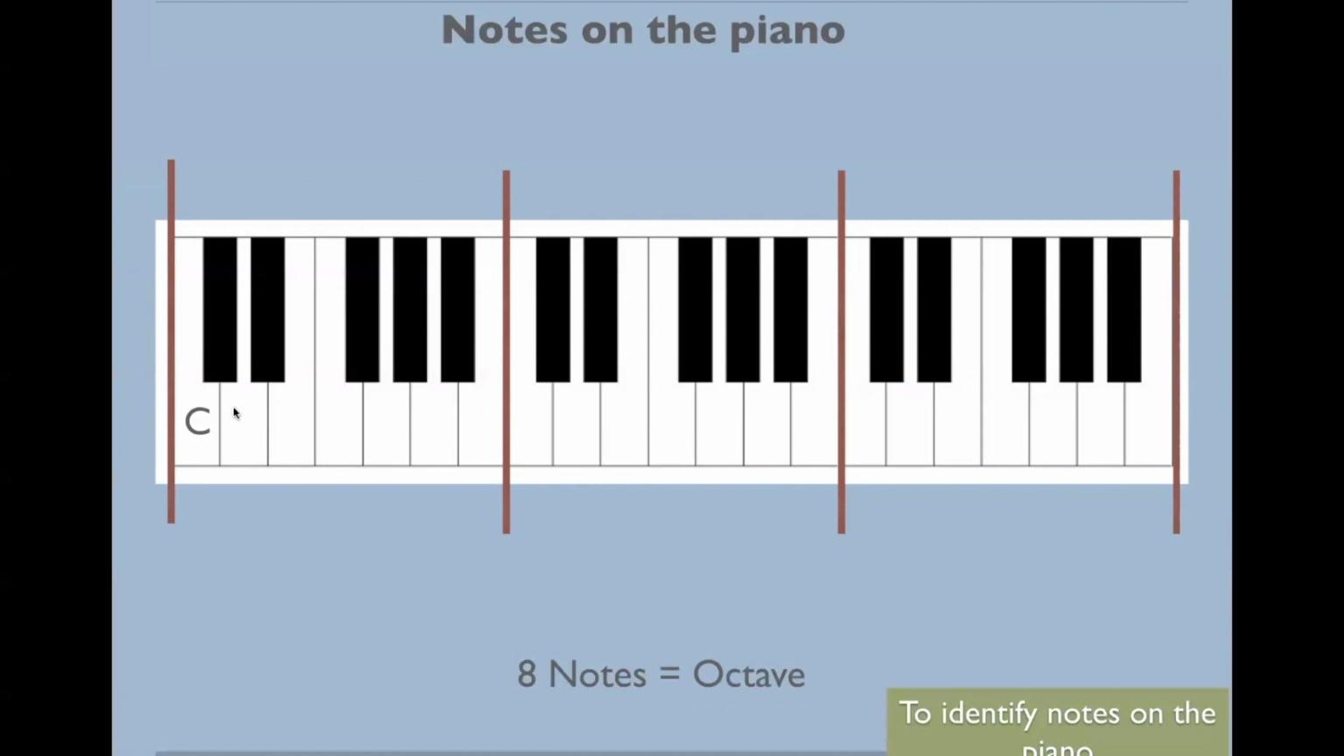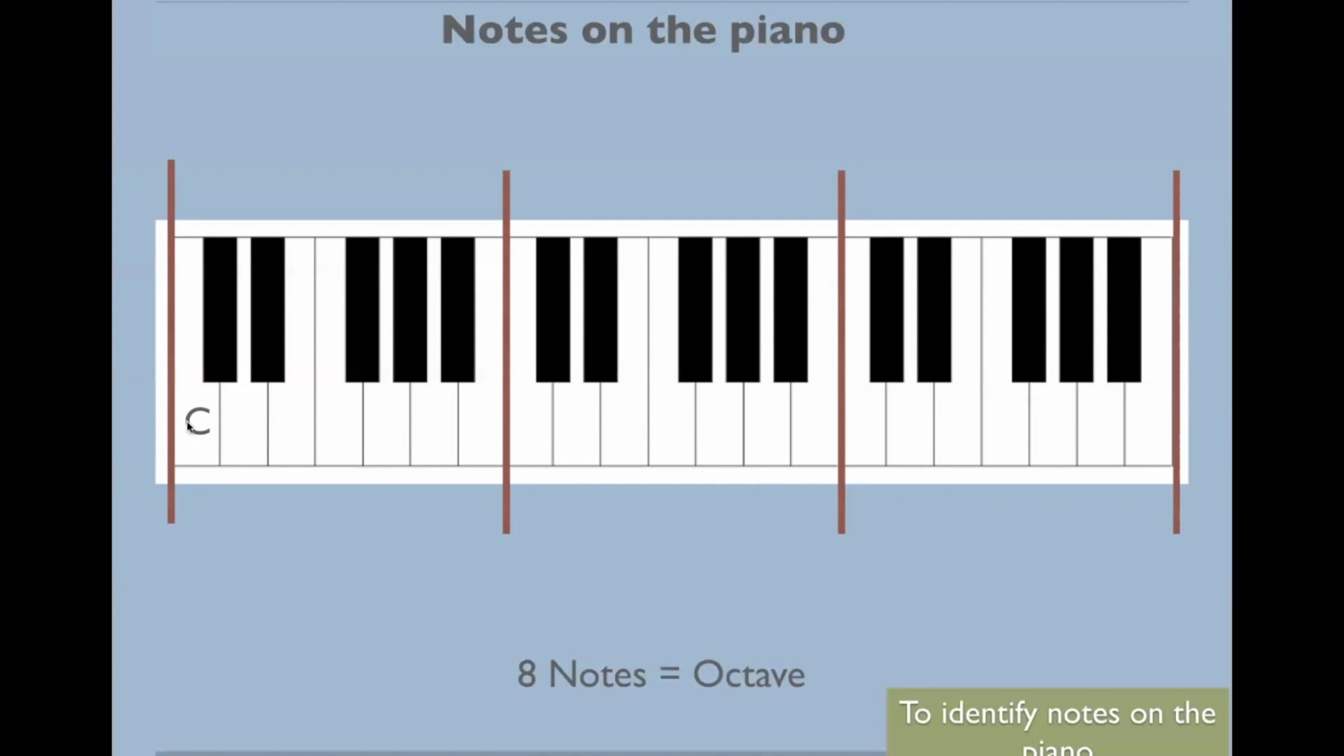Obviously, the further to the right hand side of the piano that we go, the higher in pitch it gets, and the further to the left hand side, the lower in pitch. So we know that this C here is going to be lower than this C here. This C here is higher than that C there. So what note is this?